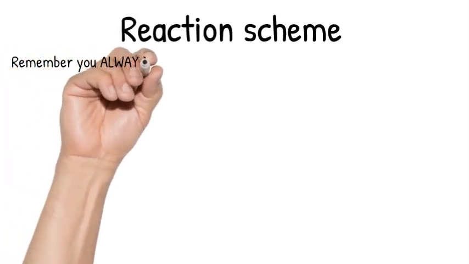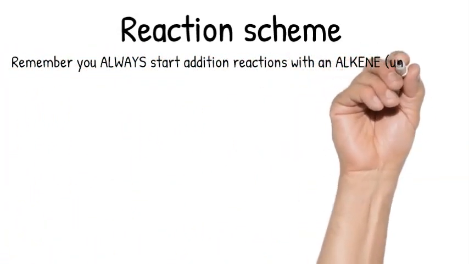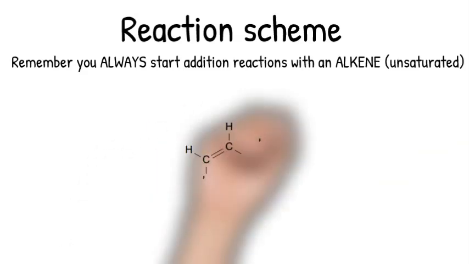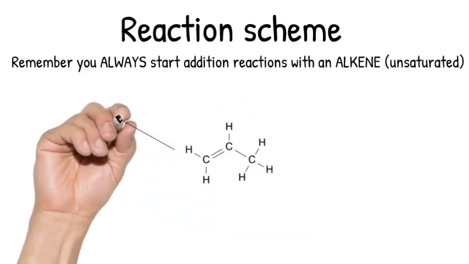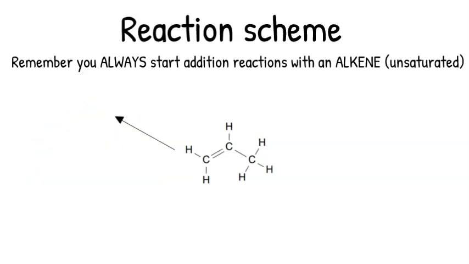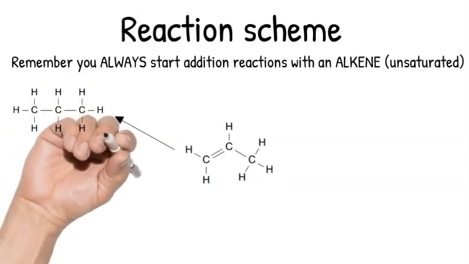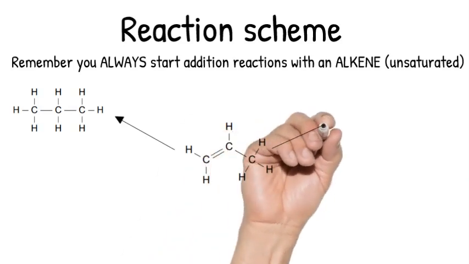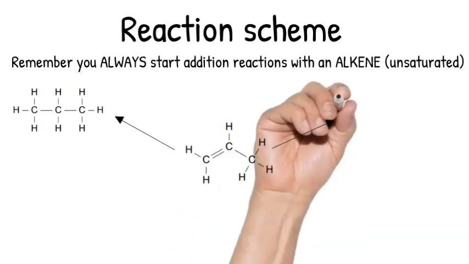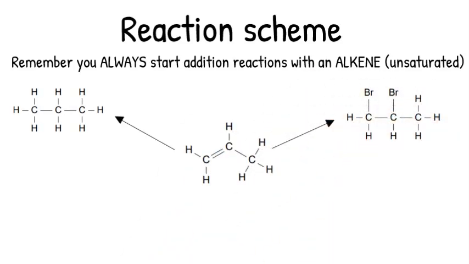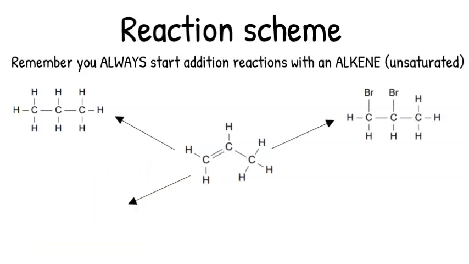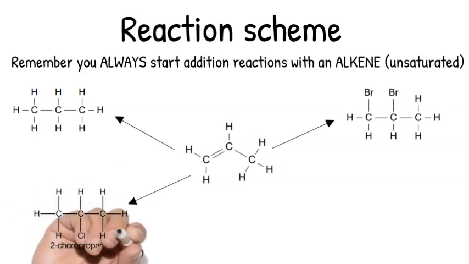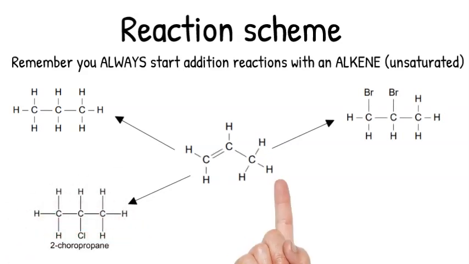Here is an example of all of the types of reaction drawn up in a reaction scheme. Remember that we're always starting with a carbon-to-carbon double bond, or an alkene, which is unsaturated. The reaction scheme is getting drawn now, with all 4 types of reaction being shown. Have a look at the products and we'll go through how we can identify each reaction and what the reagent was that was added to the original alkene to make the product.